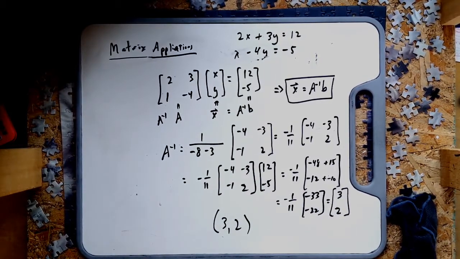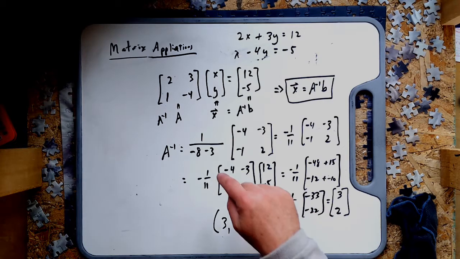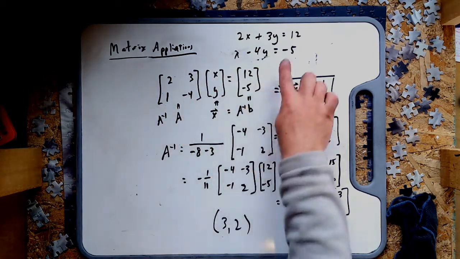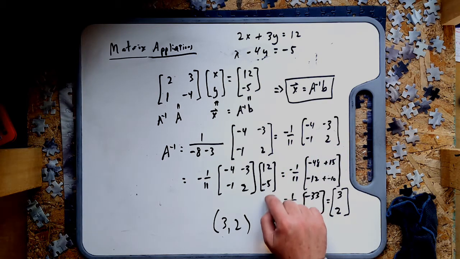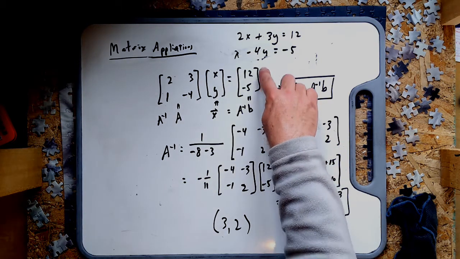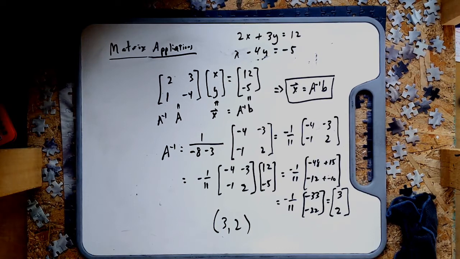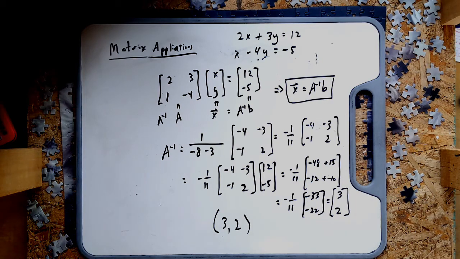So again, how you solve matrix applications by inverses. Put it in a matrix first. Find the inverse, which is what I did right here. And then multiply it by B, which is the numbers on the right side of the equation. And you'll get the same answer you do by row reduction. All right, that's all I'm going to do for matrix applications.